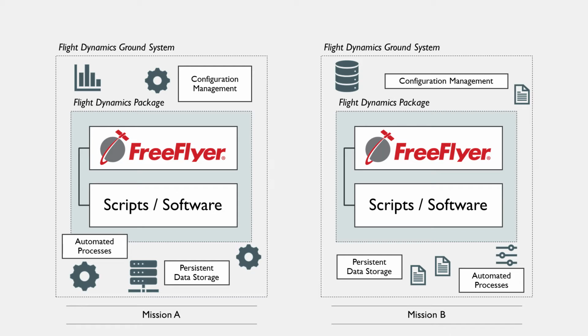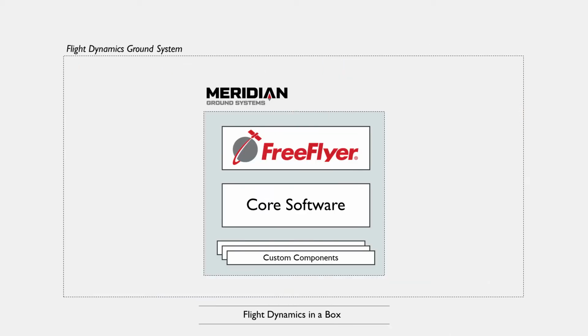The solution that we came up with was Meridian. This is what we call flight dynamics in a box, taking a holistic look at building the flight dynamics ecosystem and packaging it into something that can be repeatable. And it turns out, this makes it easy to maintain across different missions with different requirements.